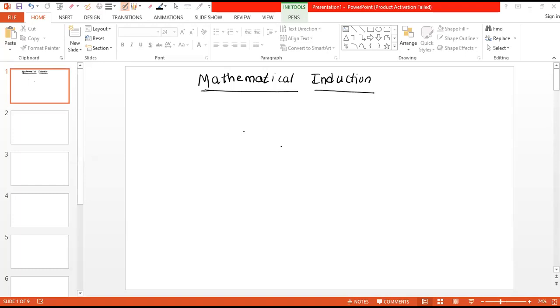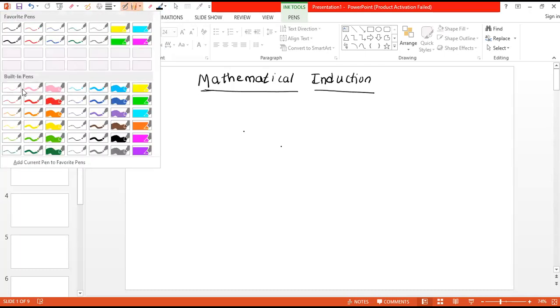Today we're going to discuss mathematical induction, and let's see how we exactly solve the examples in mathematical induction and what this concept is all about. So let's observe first.